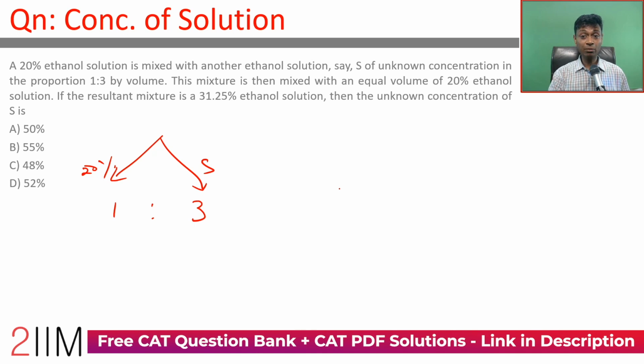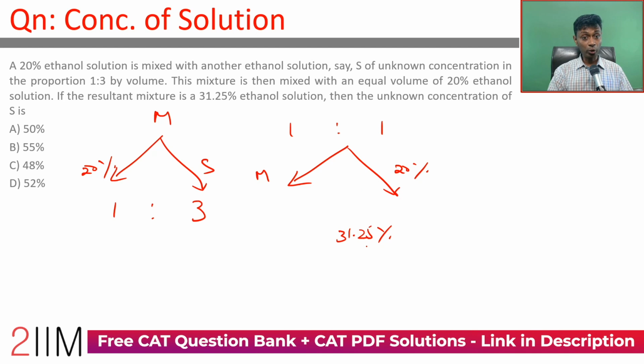The mixture is then mixed with an equal volume of 20% ethanol solution. So this mixture is mixed with 20% ethanol in the ratio 1:1. The resultant mixture is 31.25% ethanol. Fine. So wonderful question, because some amount of mathematical intuition is very useful in this. This mixture which is formed is mixed in equal ratio to get 31.25.